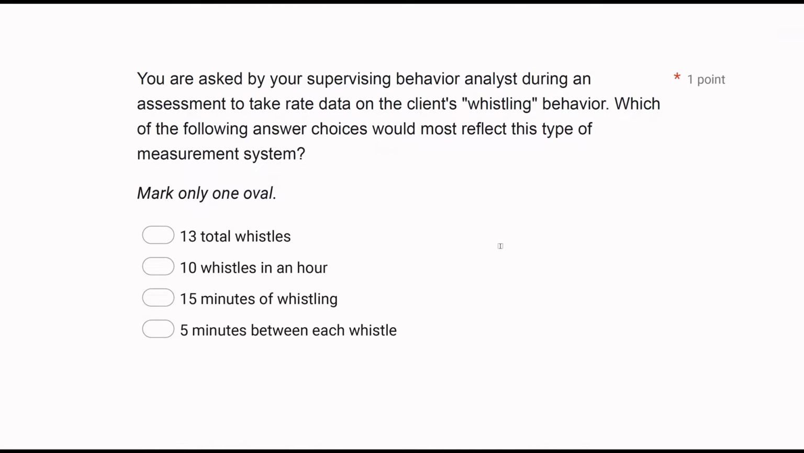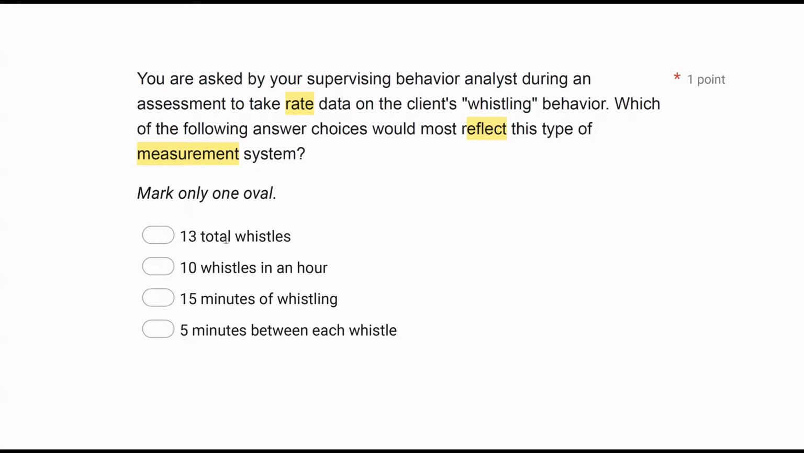You're asked by your supervising behavior analyst during an assessment to take rate data on the client's whistling behavior. Which of the following answer choices would most reflect this type of measurement system? All right, pretty straightforward measurement question. It's just asked in a different way. We want to identify the answer choice that's going to reflect what? Well, it's going to reflect rate. And how do we take rate data? For rate, we're going to need frequency and then a time component, because rate is just frequency over time.